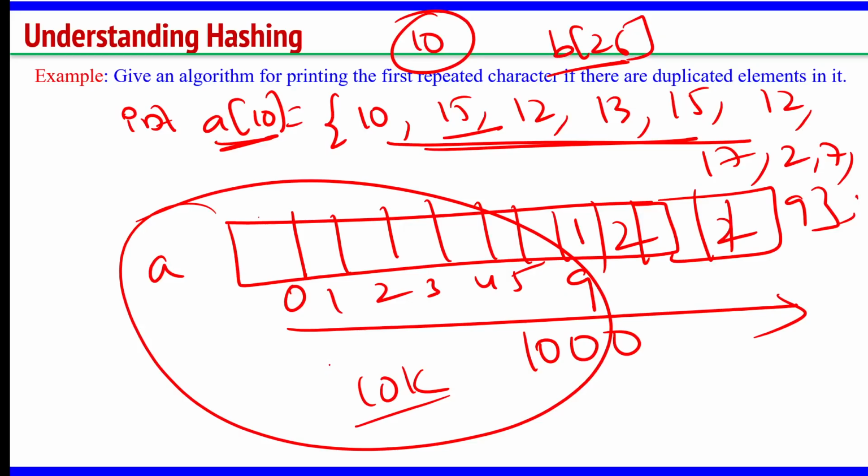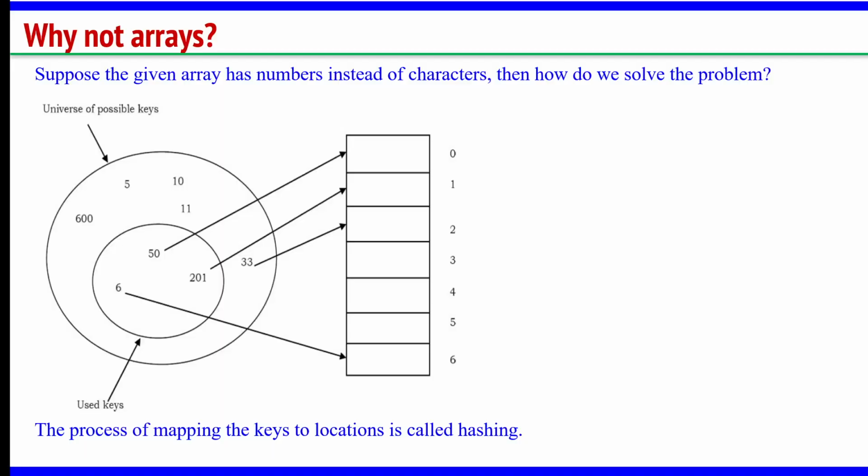Therefore, if you have an array like this and want to solve problems of this kind, you have to use the concept of hashing. Array and hashing are not the same. It is the same in the case of strings, but for an integer array, hashing and arrays are different. Why can we not use arrays? Because if I am storing 50 here, 201 here, 6 here, 33 here, this is not sufficient because there are so many values.